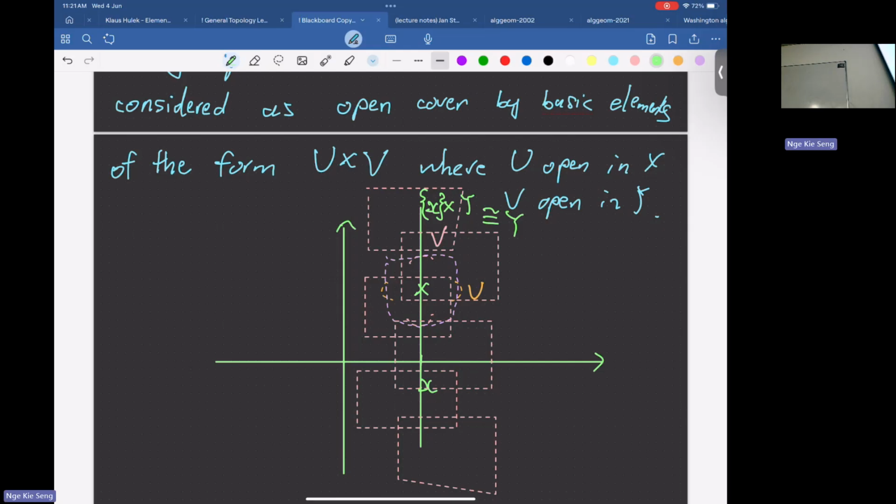So without loss of generality, I only draw finitely many of them here. This is the finite subcover. What do I do next? The rest of the line? Sure, you can do it for the rest of the line. Very good. But for each line, you can create a new cover now.